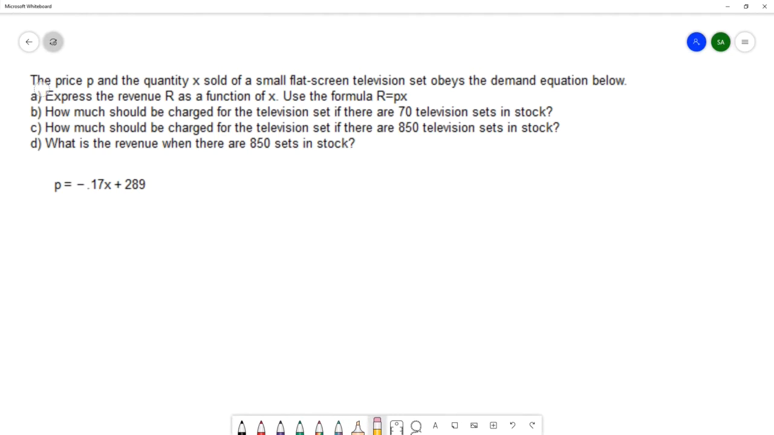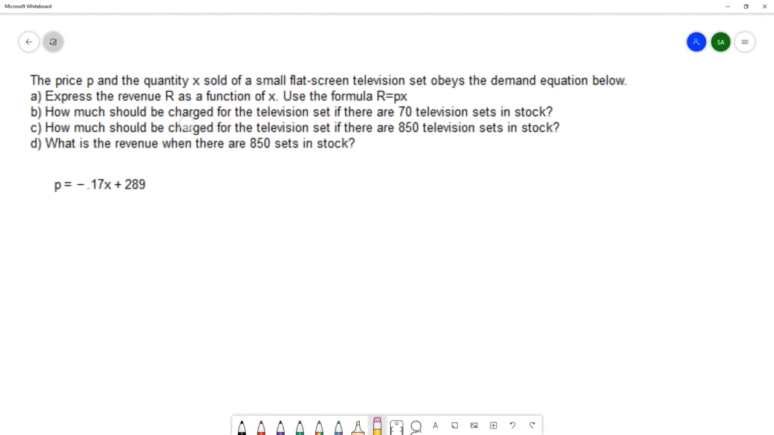In this question, it says the price P and the quantity X sold of a small flat screen television set obeys the demand equation below. Express the revenue R as a function of X. Use the formula R equals PX.